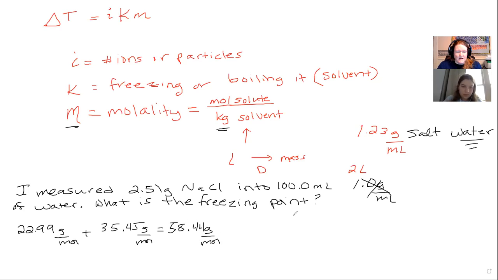And I have a mass, so I can take these and just set up that dimensional analysis just like we were doing in Gen Chem 1. And this will allow us to find out how many moles of stuff are in there, of solute. Okay, what do we get for that?